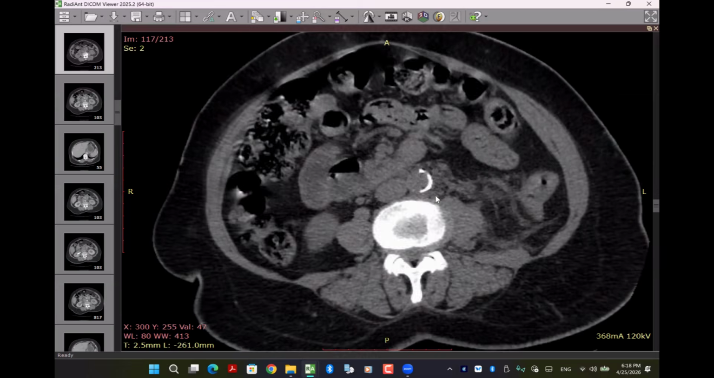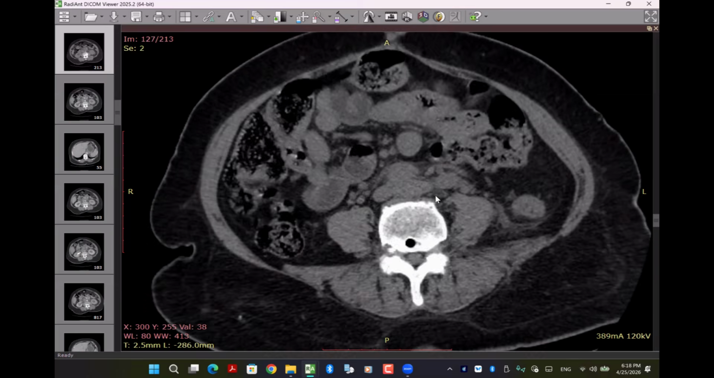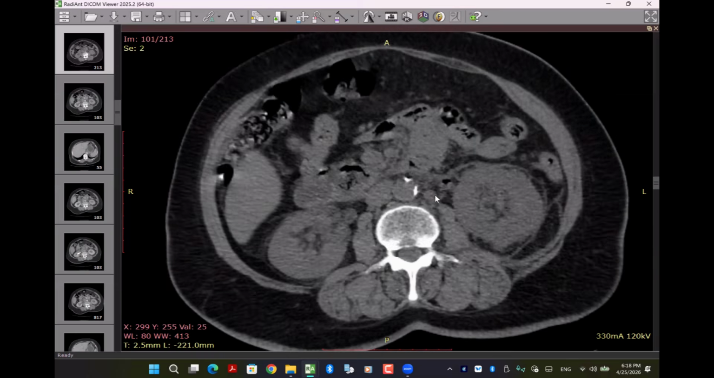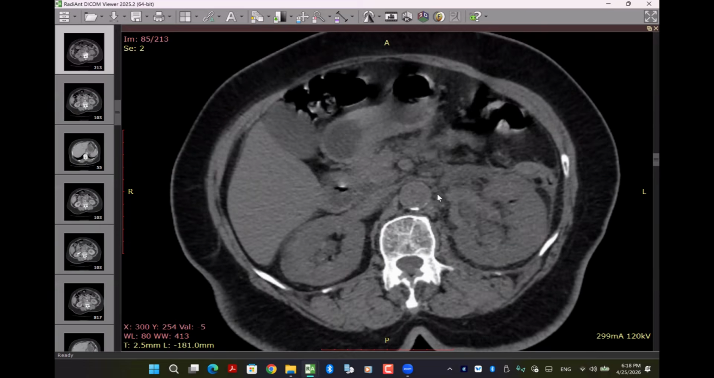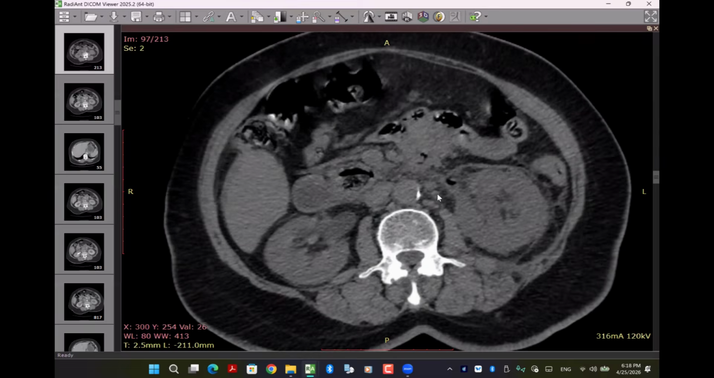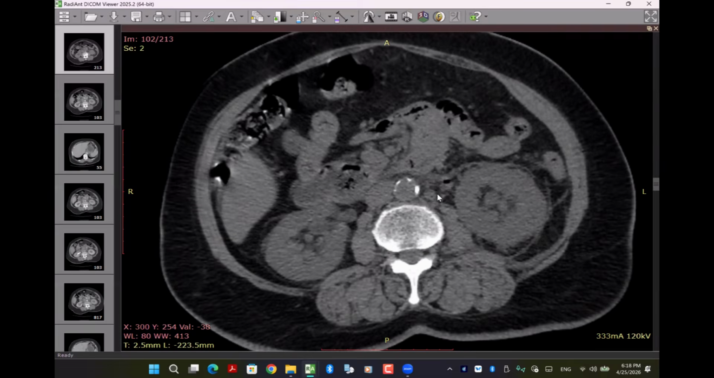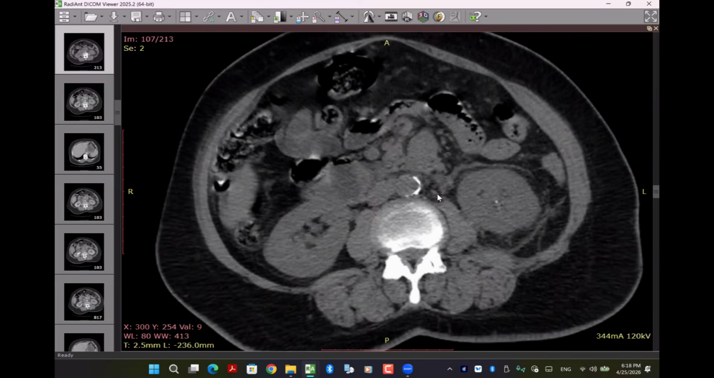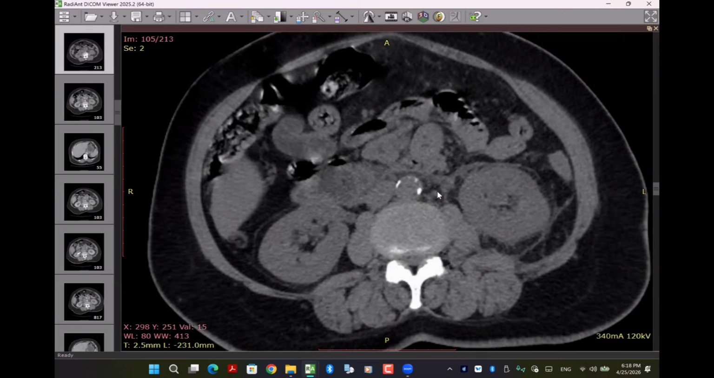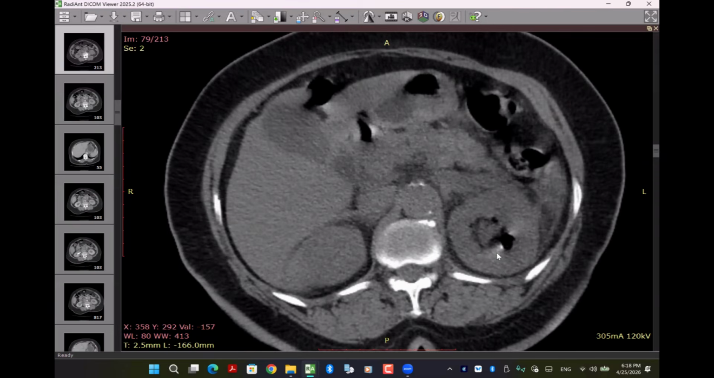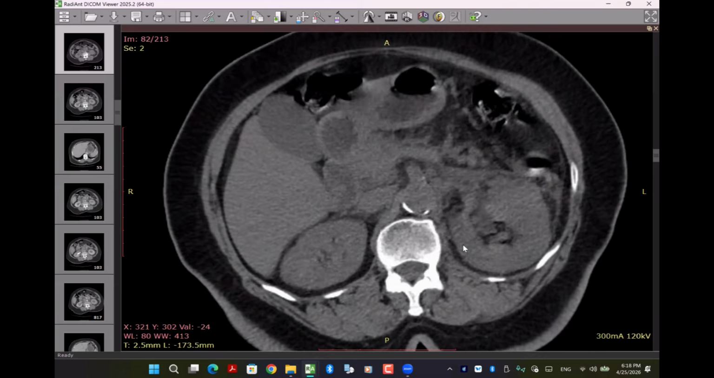Now I'm looking at the kidney. These fat strandings are extending inferiorly into the left iliac region. I can appreciate a focus of air within the left renal pelvis extending into the left ureter.